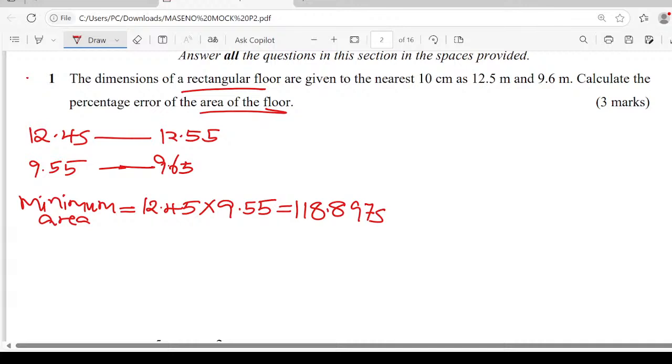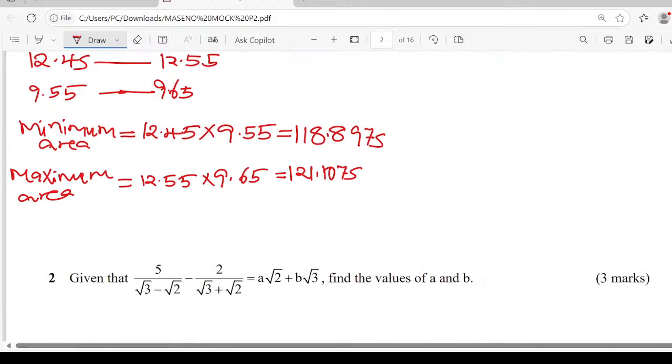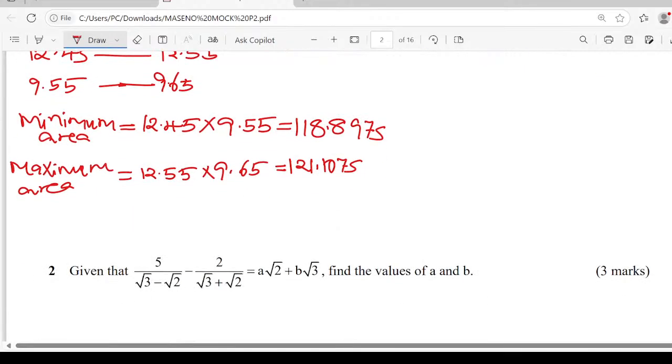Let's also compute what we normally call the maximum area. Maximum area, dear learners, is obtained by taking the product of the maximum length, 12.55, multiplied by the maximum width, 9.65. When you multiply that, you are going to get 121.1075. Then after that, we need to get what is called absolute error.